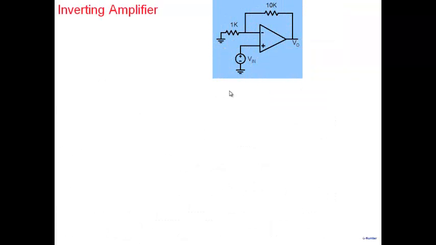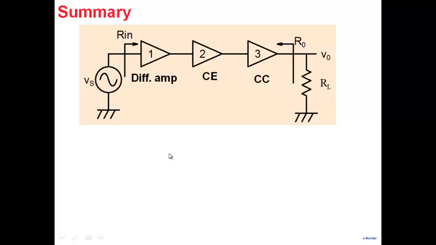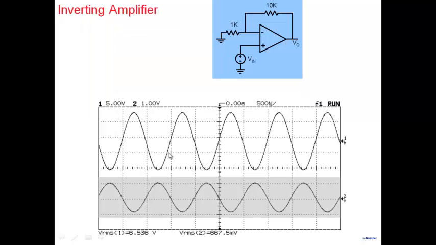All right, so we made an inverting amplifier. So gain of 10. So this is the input here. That's the output here. I think it must be gain of 10 only. So all right, that brings us to the end of this op amp design.